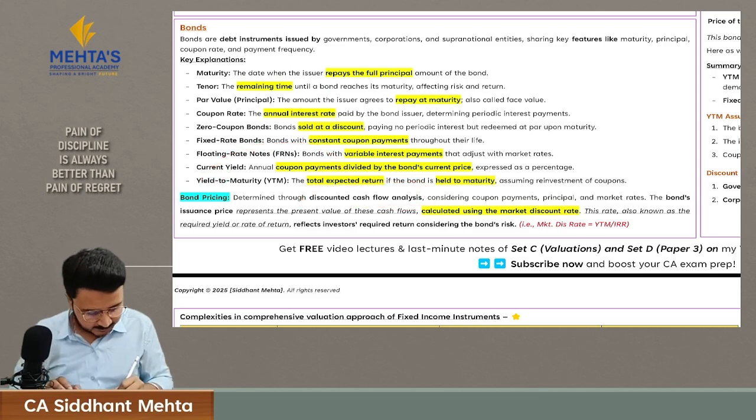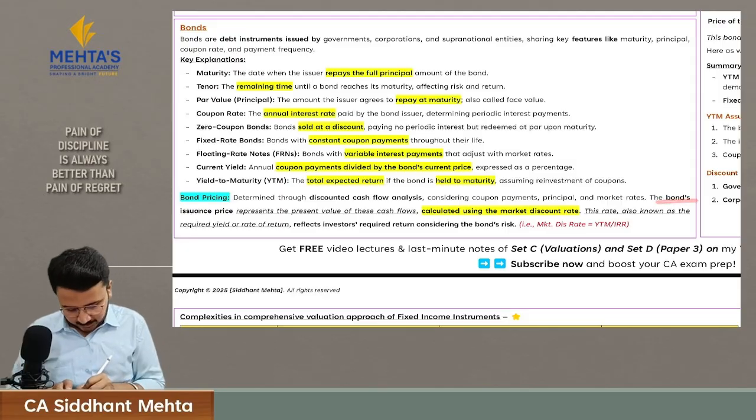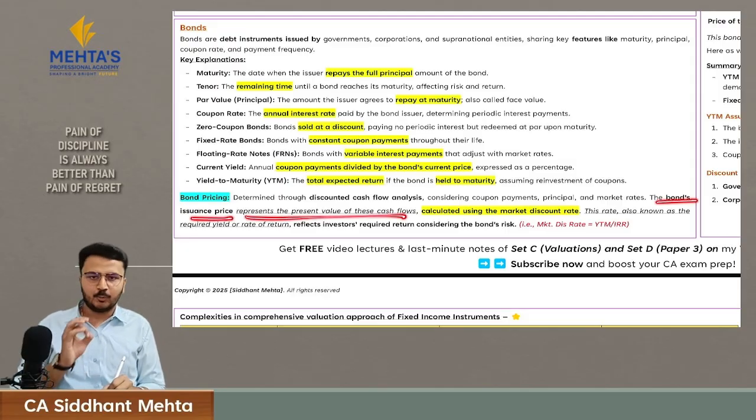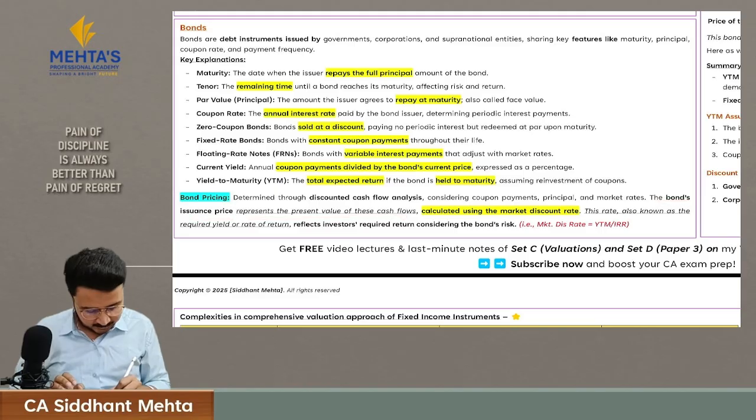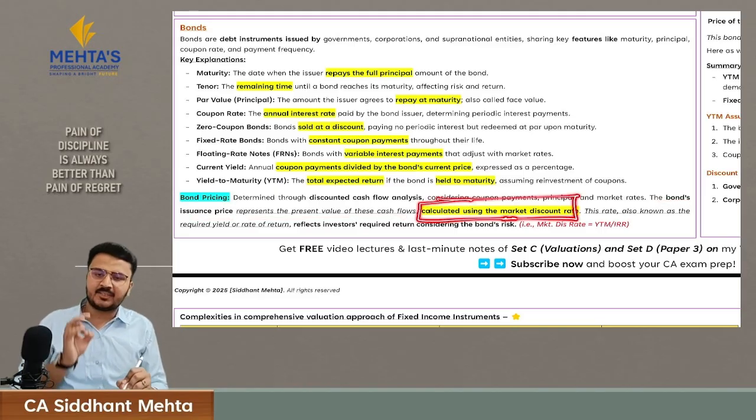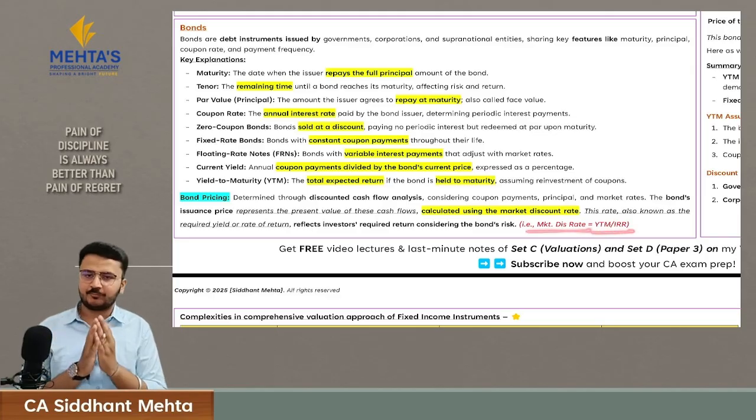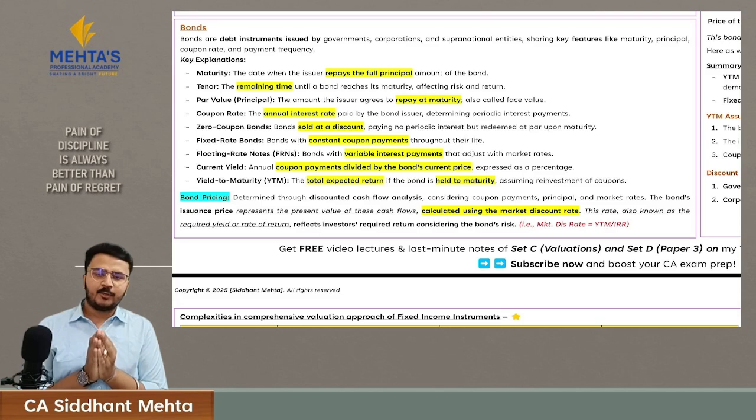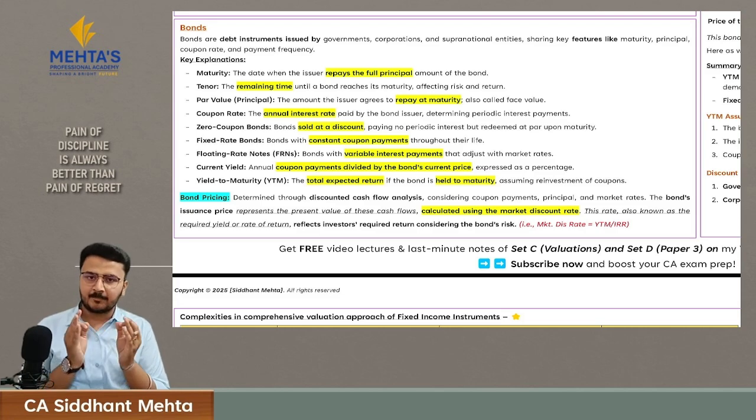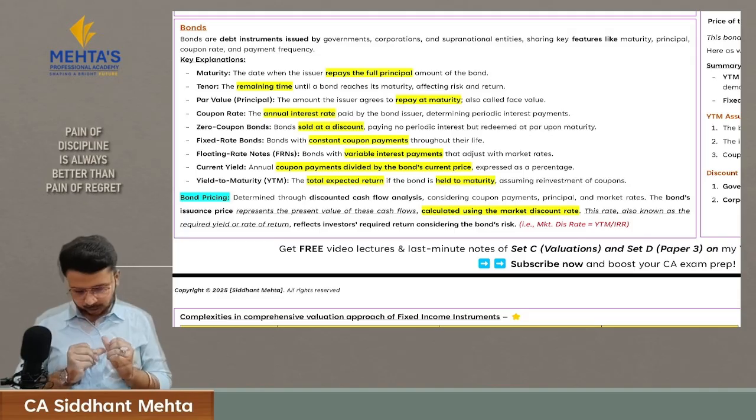Here we will consider the coupon payments, principal amount, and market rates, and the bond price will represent the present value of these cash flows. We will calculate this present value by discounting with the market rate, and this market rate is equal to your YTM or IRR. Now you will have one more question: sir, why do we specifically take the market rate for discounting?